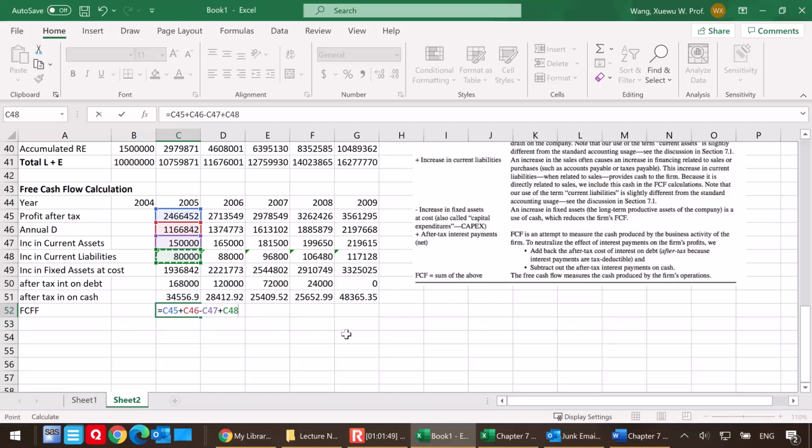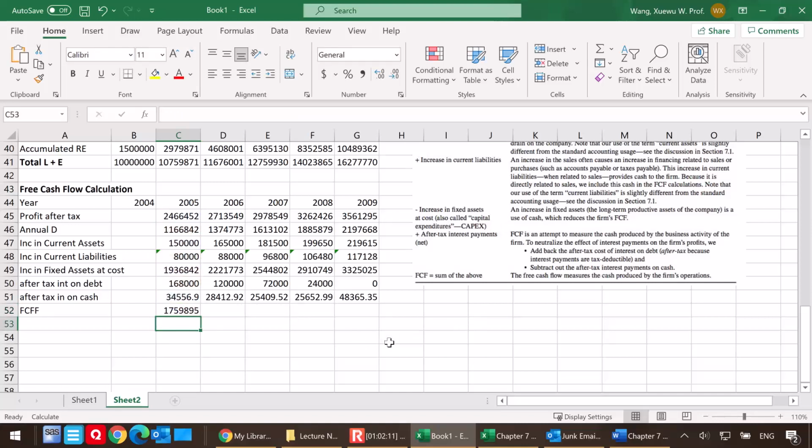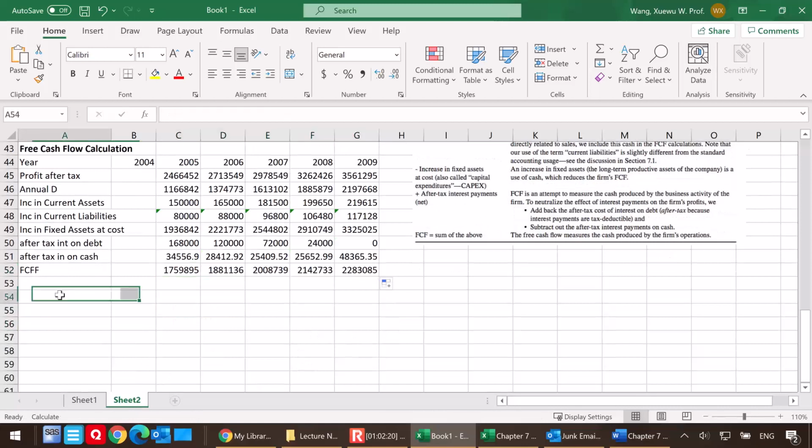And then you have to do capex minus depreciation. So you would do minus increase in fixed assets cost. And then you do plus after-tax interest on debt, and then you do minus after-tax interest on cash. That will get you the free cash flow for year 2005, and I can copy this across, and I just calculate the free cash flow for all the other years.